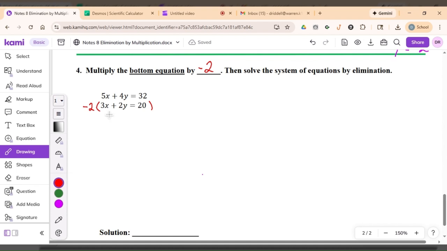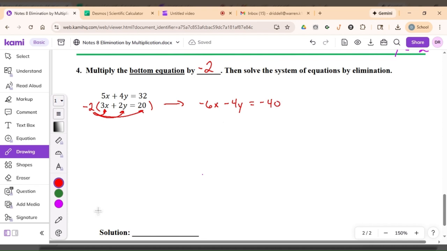Multiplying this equation by negative 2, I'm going to draw the arrows underneath. We have negative 2 times 3. That's negative 6. And then we have negative 2 times 2. That's negative 4. And then equals, last step, negative 2 times 20. That's negative 40. And we've got to be really careful with our negatives here, okay? But that gives us a new equation with some bigger numbers.